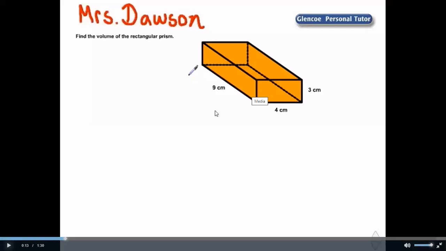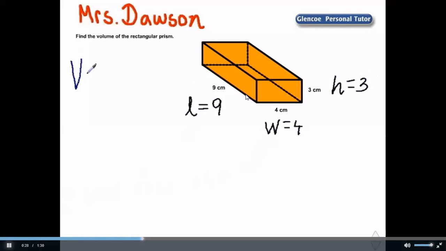All right. The volume on my video is not working, so I'll talk you through Mrs. Dawson. She's got a rectangular prism here, and she wants to find the volume. I'll move while I talk for her. She's going to say the width from left to right is 4. And she's going to say the height is 3 because it's 3 tall. And she's going to say the length is 9.